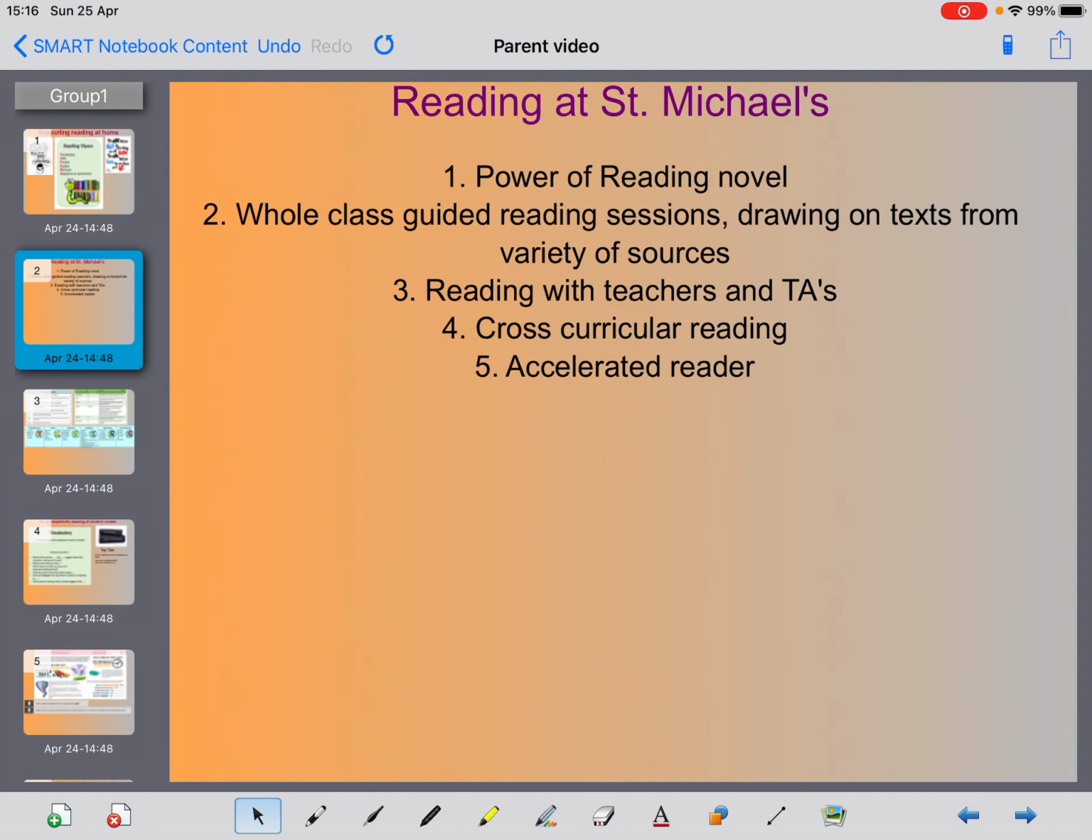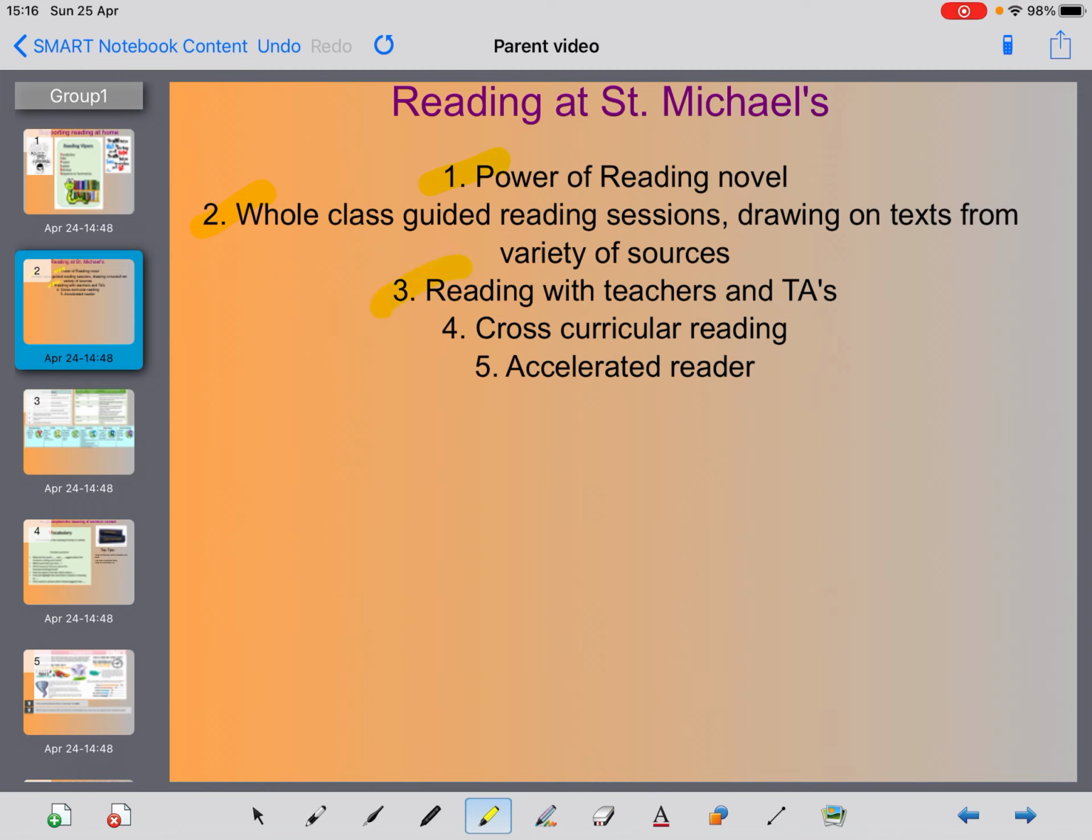Reading at St. Michael's. We teach reading through a variety of ways. We use our Power of Reading novel. We do whole class guided reading sessions, drawing on text from a variety of sources. We will use Literacy Shed, our Power of Reading novel, as well as other reading websites. Children will get the chance to read with teachers and teaching assistants. We do cross-curricular reading as well.